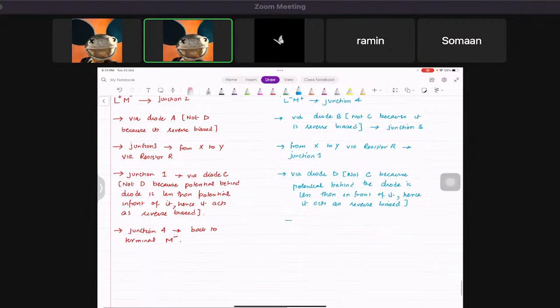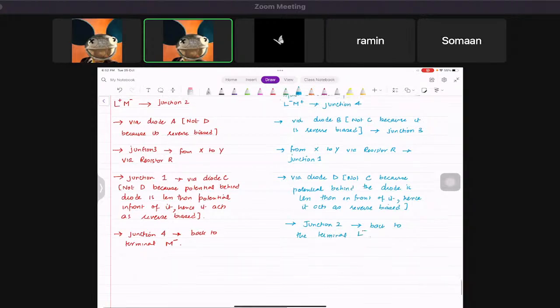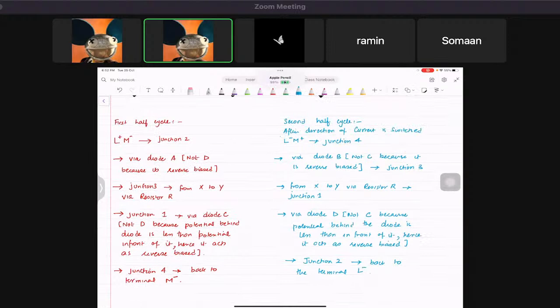And then what happens is that it goes to junction 2, and from junction 2 it goes back to the terminal L negative. Alright, now I hope you guys understand this. If you still have any questions, anything you'd like to ask, please let me know so I can help you with that. Okay.